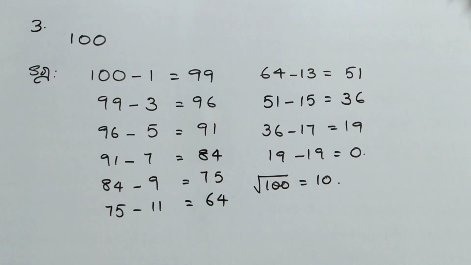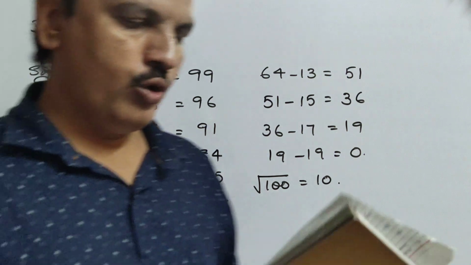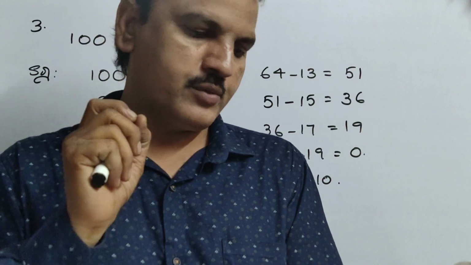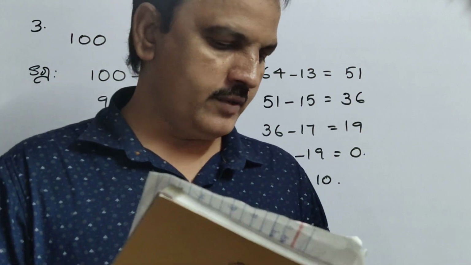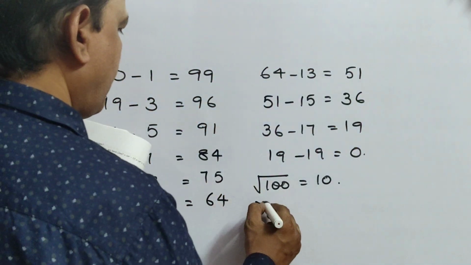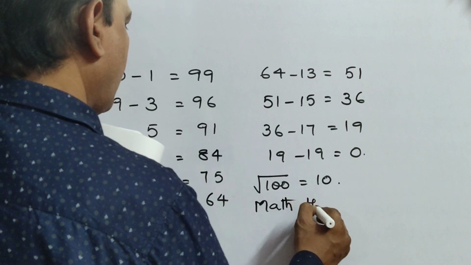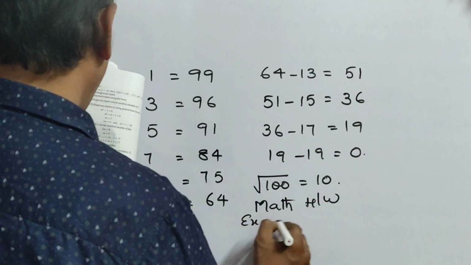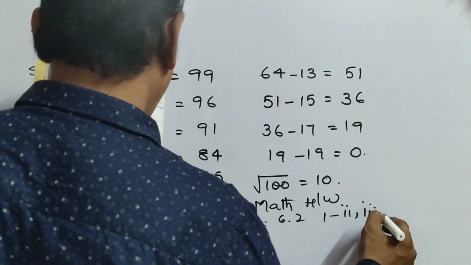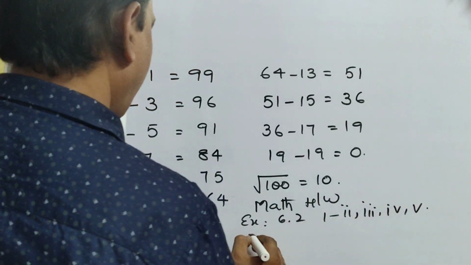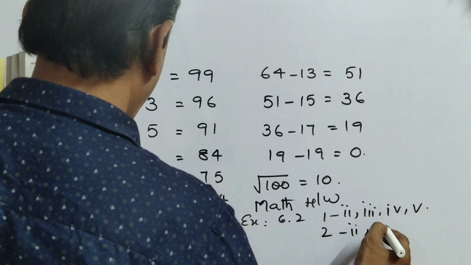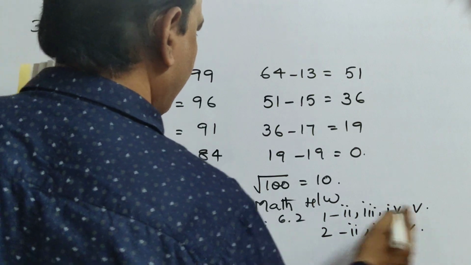Okay, children. So for today, we can take the homework as 6.2, the sums that I explained. That means the first one and the sixth one you can write in your notes, and you can take the remaining as homework. So math homework, children: exercise 6.2, first Roman 2, 3, 4, 5, and second Roman, the first one I did, so the second one, third one and fourth one.